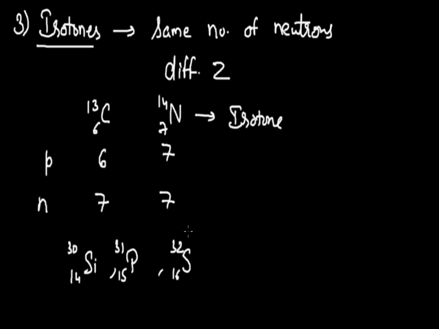Now we will move to the fourth and the very important member of iso family, that is isoelectronic species.